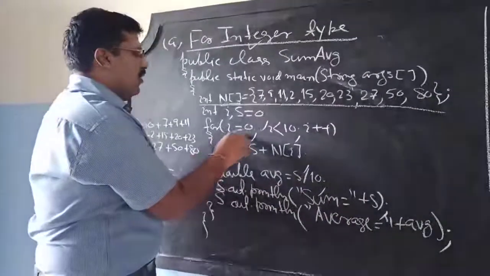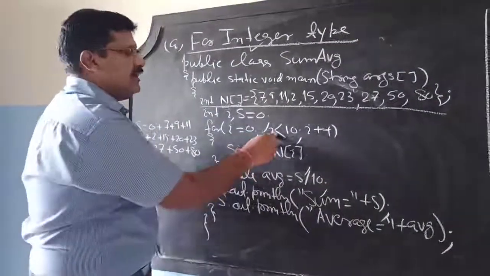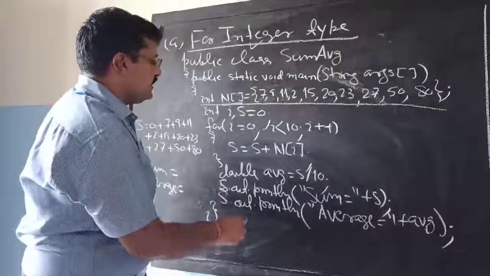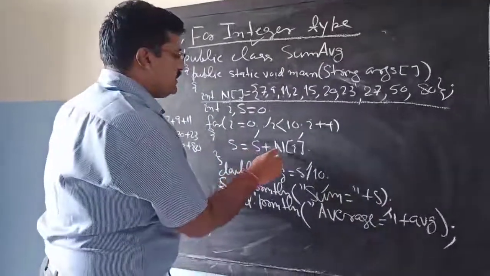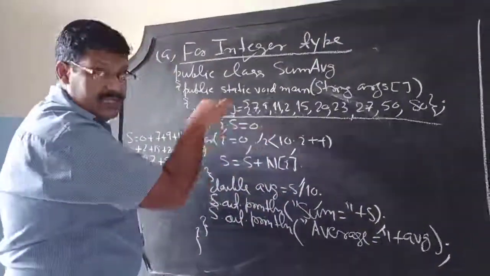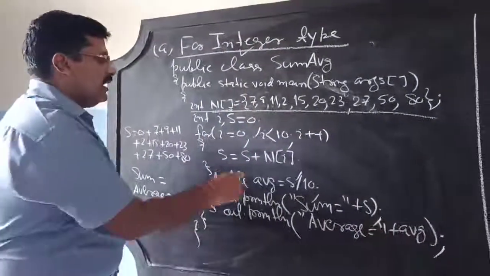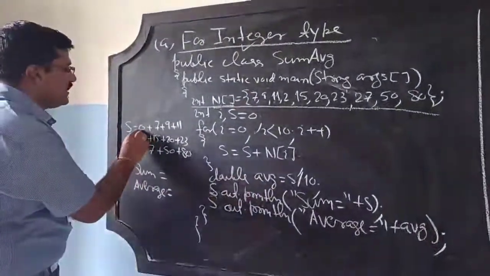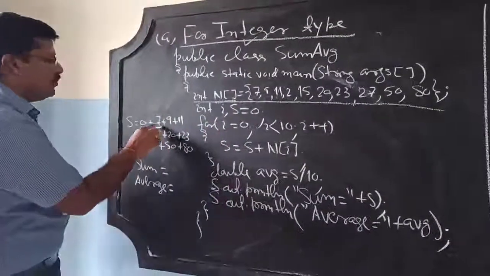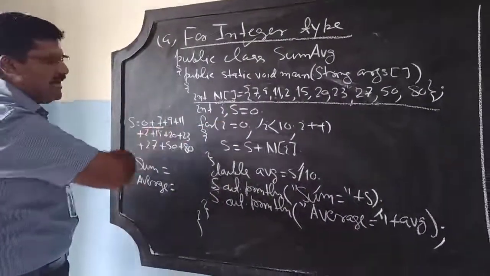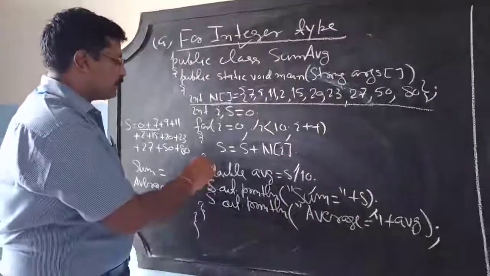Now i equal to 0. 0 is less than 10? Yes, 0 is less than 10. s equal to s plus n0. So at n0 place what is stored? At n0 place 7 is stored. s equal to s plus 7. The s value is 0, so 0 plus 7 is added. So the first element, the first number, is added.